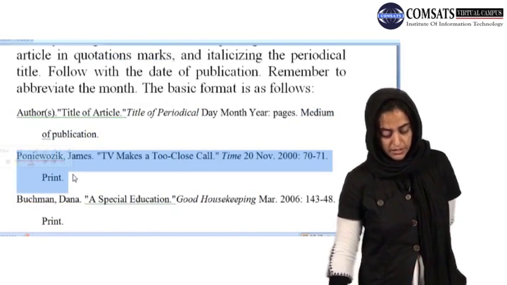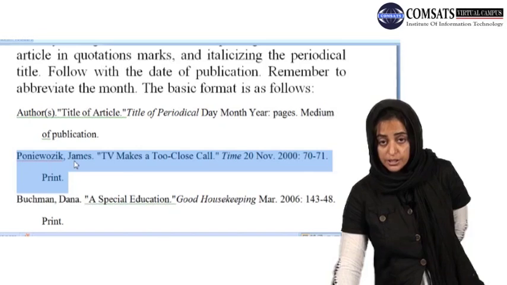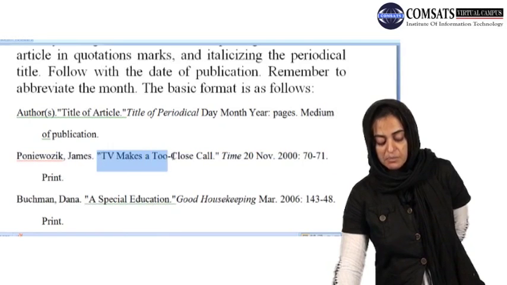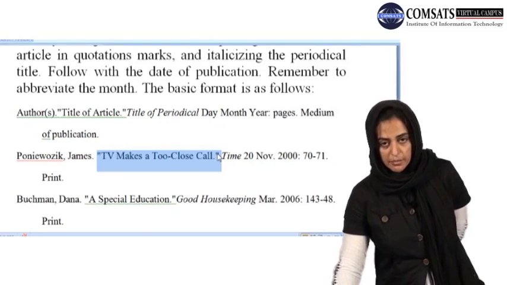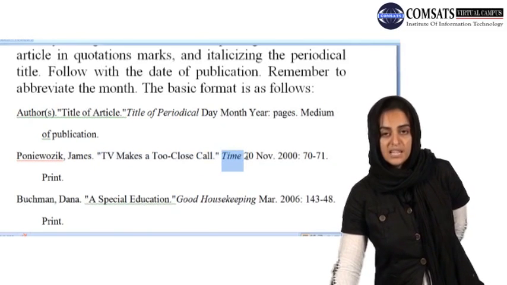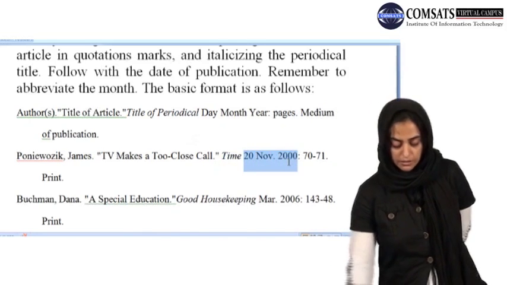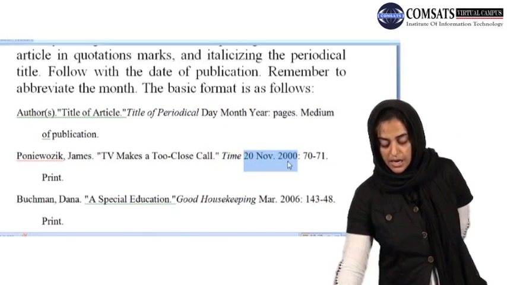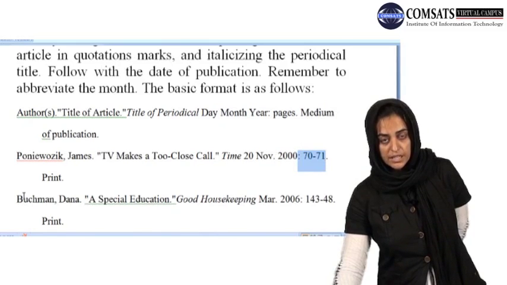The example is, this is the name of the author in the last name, first name fashion. After it, dear students, the name of the article, TV Makes a Too Close Call, in inverted commas as recommended through the MLA referencing style. After that should be the name of the magazine, that is Time, in italics. Then the date, 20 November 2000. After it, a colon, and then the page numbers 70 to 71, then a dot, then the medium of publication, Print.